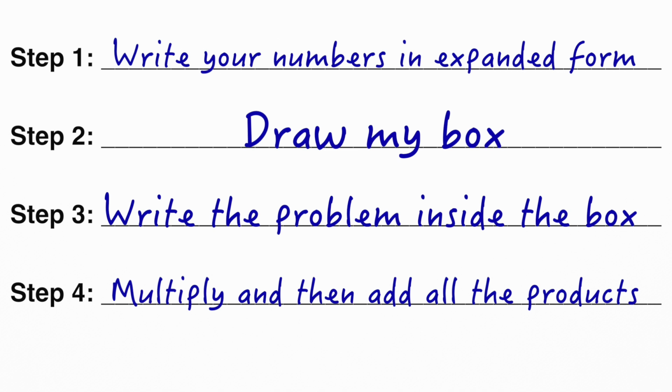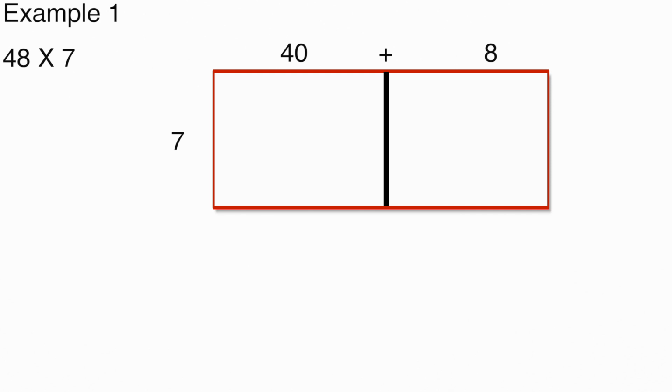Let's look at our first example. Here, my first step is to write 48 in expanded form. So I have 40 plus 8. The 7 is already in expanded form, and I'm going to place this over here on the left-hand side. Next is to draw my box. A good tip is for you to draw the line down where you have your addition symbol. That's going to help you to have enough space to be organized.